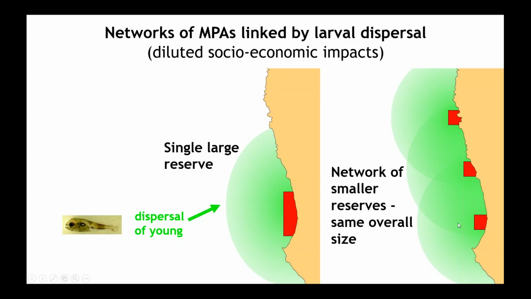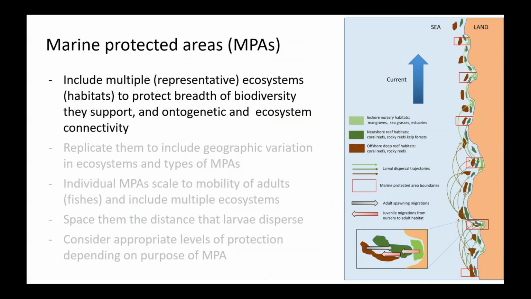If you take the same area and you break it up into smaller units distributed along the coast, and if you distribute them the distance that larvae tend to disperse, now you're replenishing populations along the entire coastline by the young that are produced in those protected areas, and you're reducing the local impact to commercial fishermen and increasing the number of fishermen and areas along the coast that are benefiting from that local production. So that's why there's not just ecological, but actual socioeconomic benefits of this concept of a network of protected areas that are connected to one another by the dispersal of young produced from one protected area to the next.